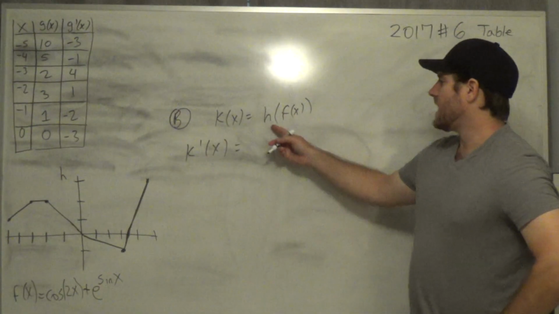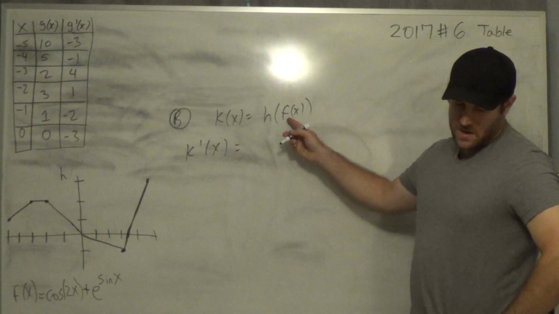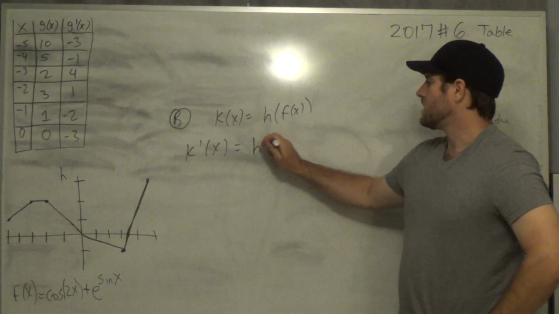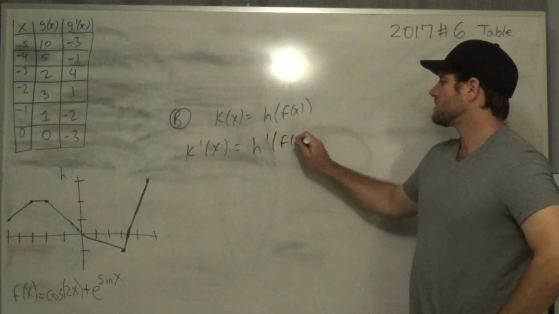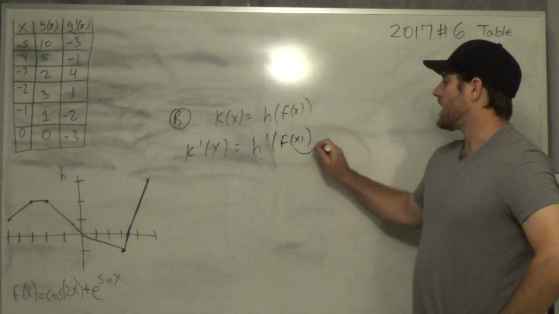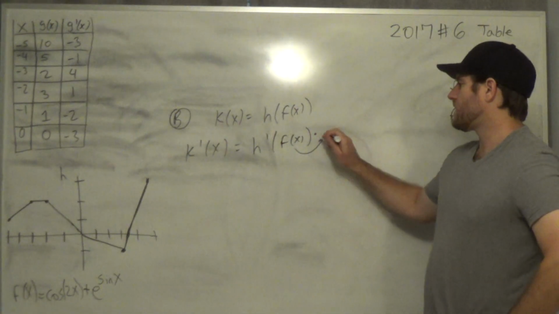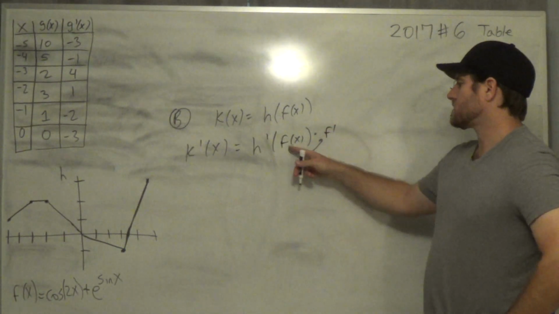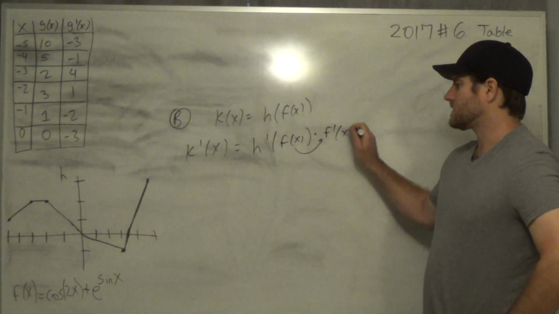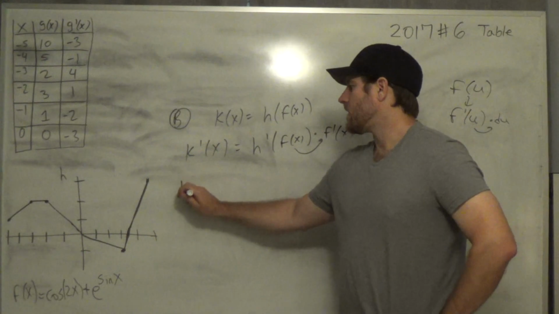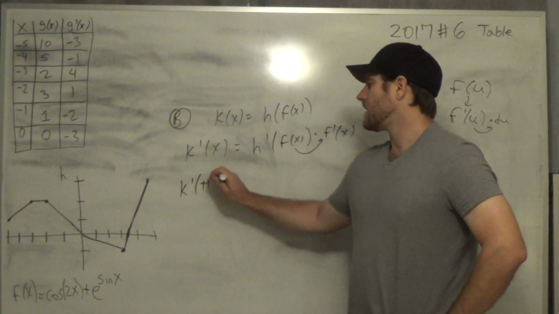So the derivative of h of u is h prime of u times chain. And the chain, the derivative of f of x, is f prime of x. Okay. And now we need to plug in pi.